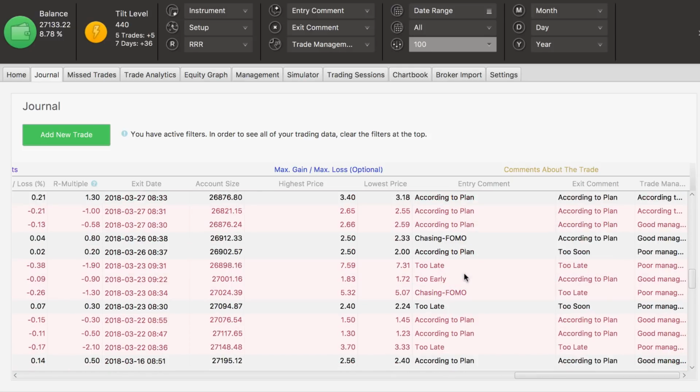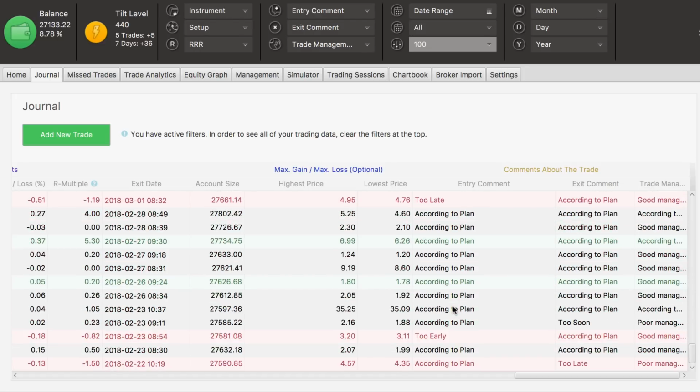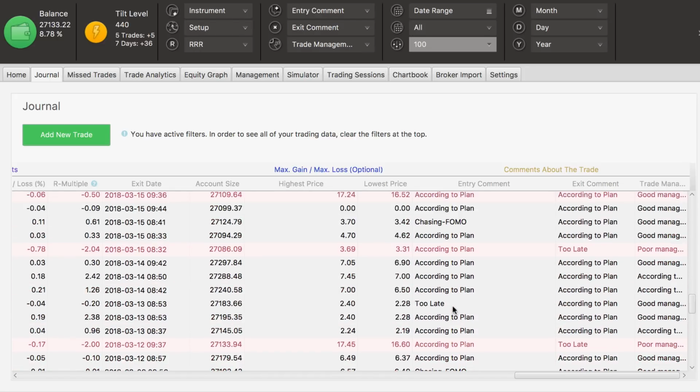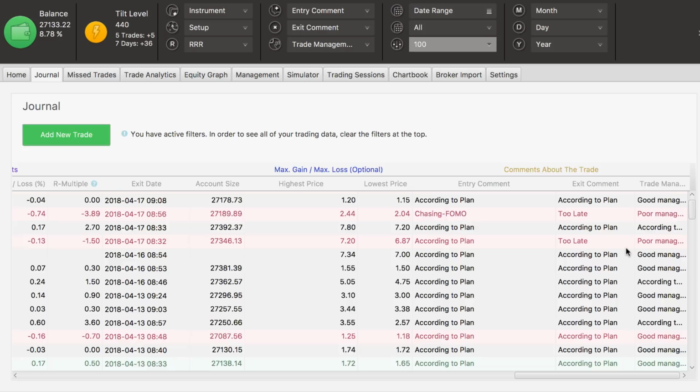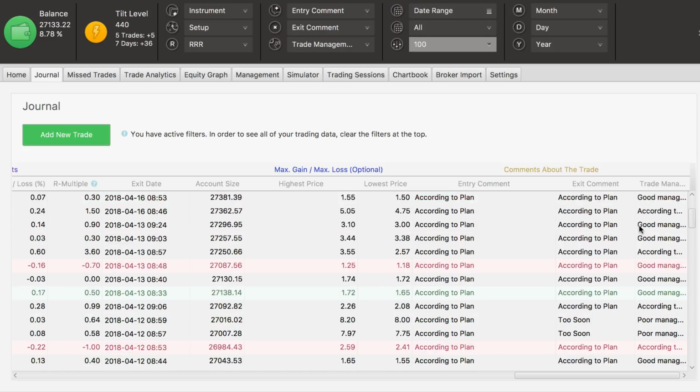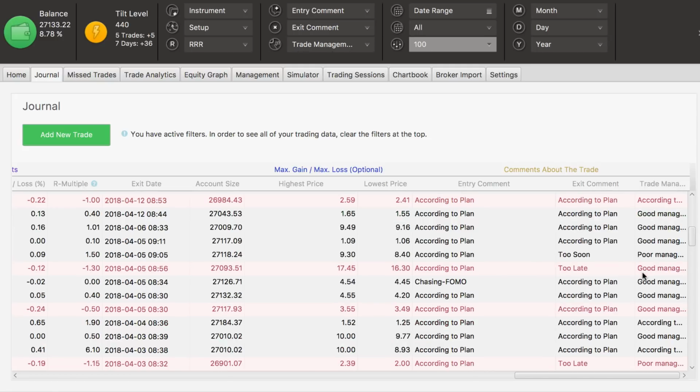He has a few ones here and there where he has some FOMO, some too late and too early trades, but more or less it is good for the most part. The exit and the trade management comments show a few issues here. They show that he's not always assigning the positive comments to his exits and his trade management, which makes sense when we look at the next tab.